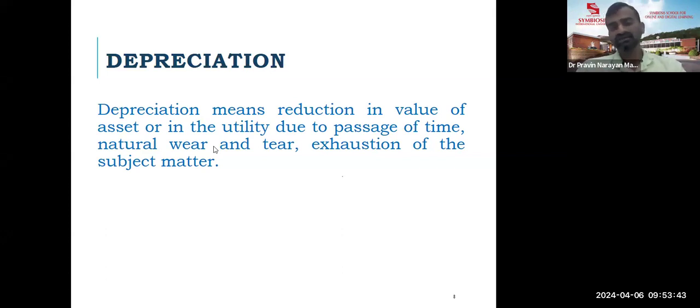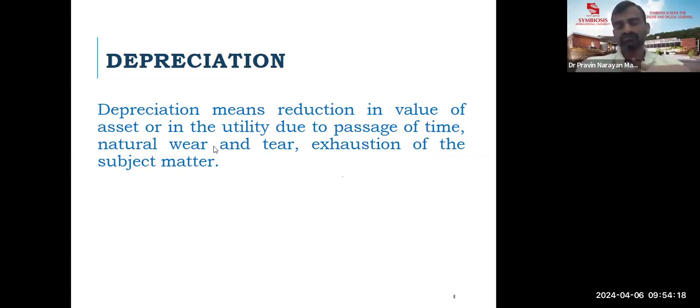Now, in a business, take fixed assets. Fixed assets are the assets which generate revenues for the long term. Assets like plant, building, machinery, furniture, loose tools, fixtures, etc. They use these in their business for the purpose of production or providing services.